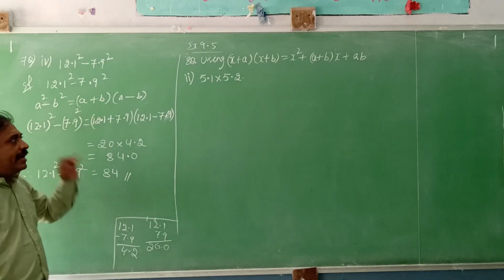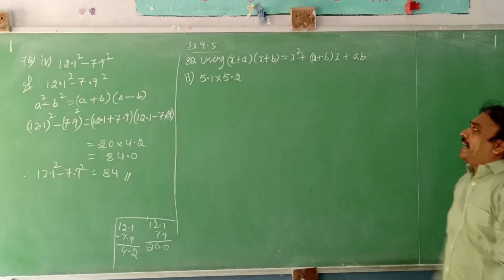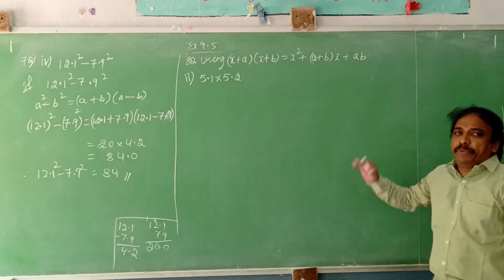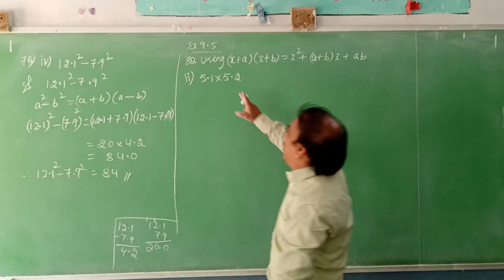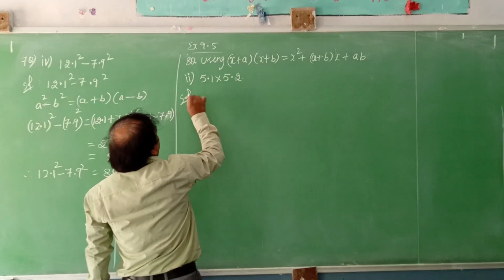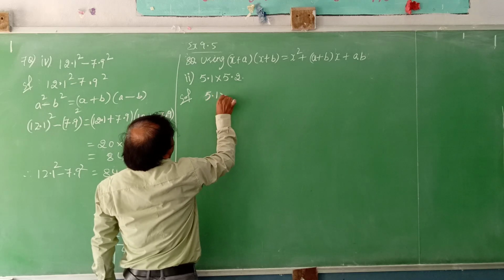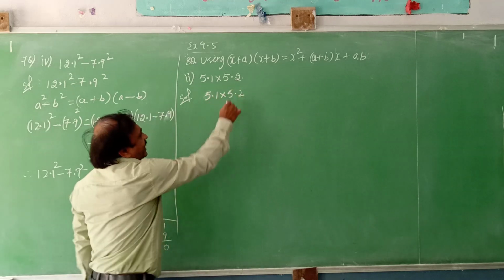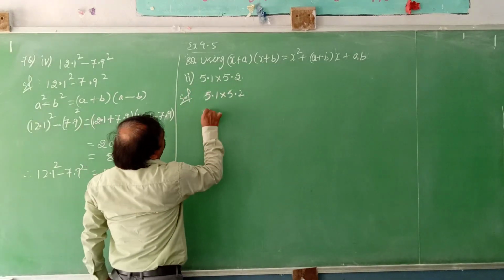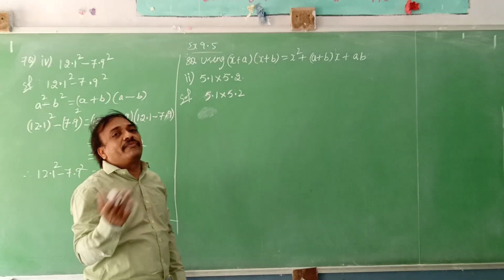Is it clear? Next, question number 8. Using x plus a into x plus b is equal to x square plus a plus b into x plus a into b, here you are using 5.1 into 5.2. First write 5.1 into 5.2. Which identity? It is mentioned x plus a into x plus b. Before that you need to arrange it in terms of x plus a.